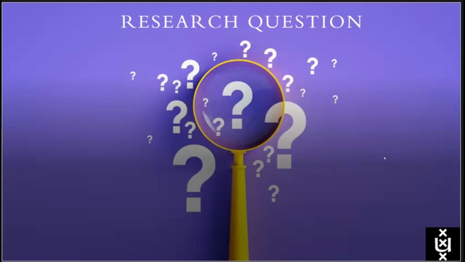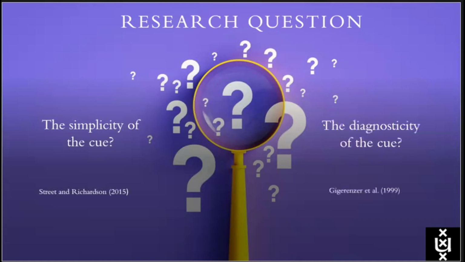And the question we sought to answer is, why does the heuristic work? Is it because the cue is simple? That's based on Street's work, the focal accounts, that if we are relying on just a few cues, we are able to free cognitive space, which is able to make us accurate in our judgment. Or is it because the cue is diagnostic? That is, is it because the cue is actually able to distinguish between truth and lie statements?